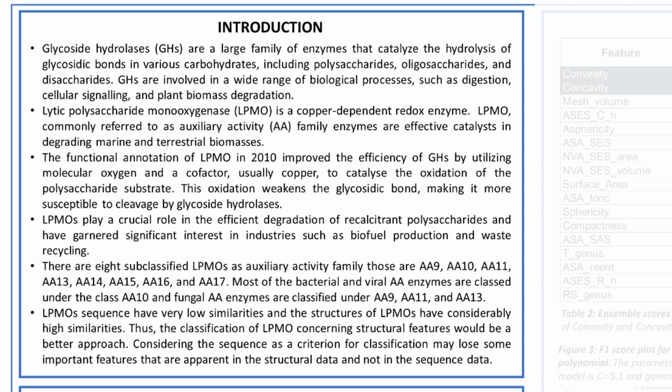Auxiliary activity enzymes are further classified into 8 subcategories, namely AA9 to AA11 and AA13 to AA17. The chitinolytic enzymes are mainly classified under the AA10 family, and cellulolytic enzymes are mainly classified under the AA9 family. LPMO sequences have a structural similarity of more than 80 to 90% and a sequence similarity of around 20 to 30%. Thus, the goal of this study is to use the pre-existing 3D structures to train a machine learning model and differentiate LPMOs which can degrade chitin and cellulose.